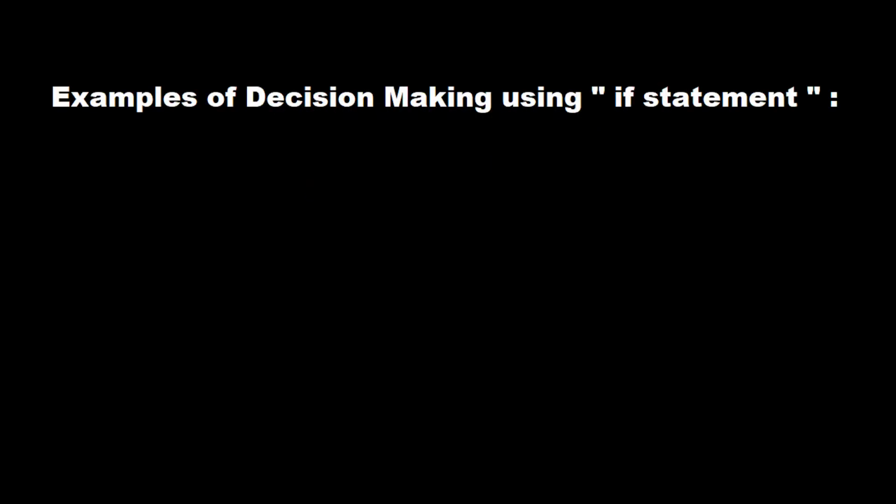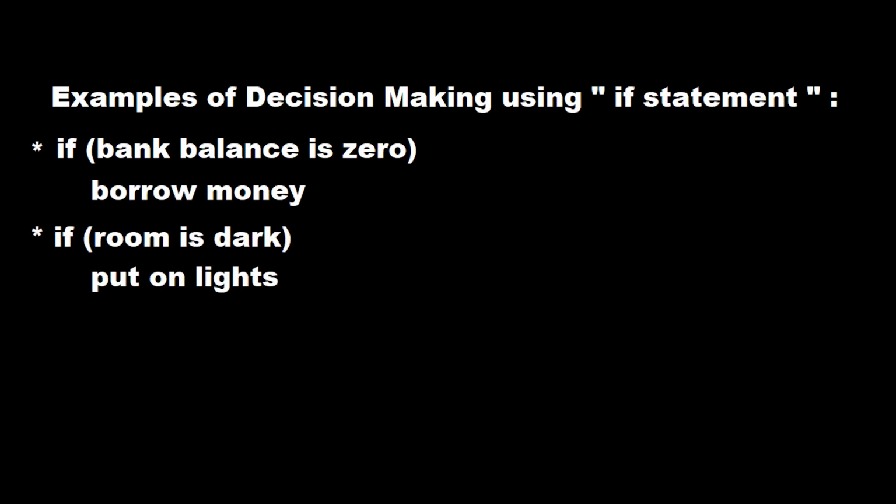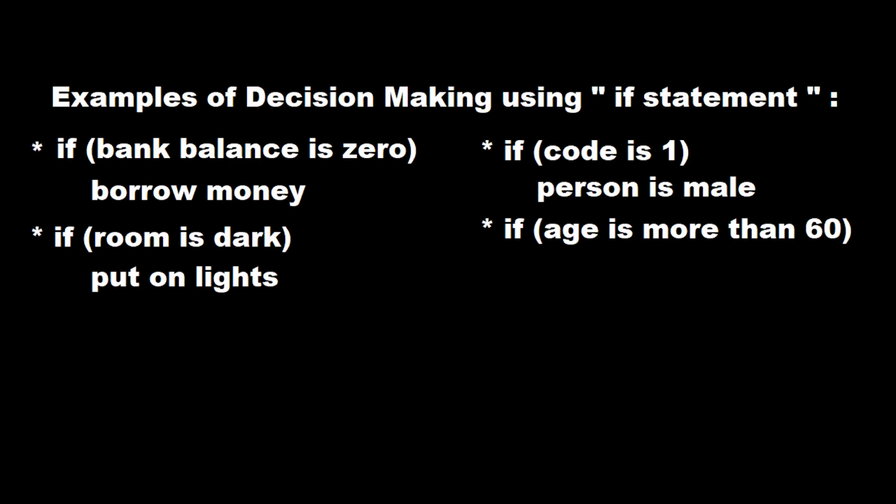Some examples of decision making using if statements are as follows. If bank balance is 0, borrow money. If room is dark, put on lights. If code is 1, person is male. Or else, if age is more than 60, person is retired.